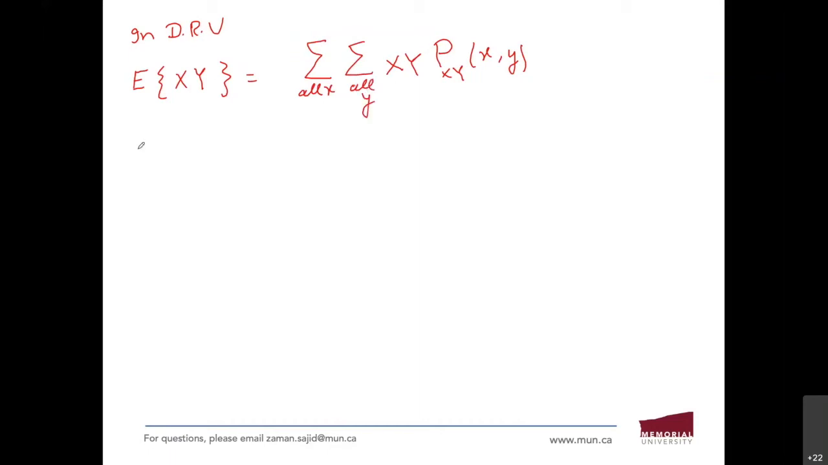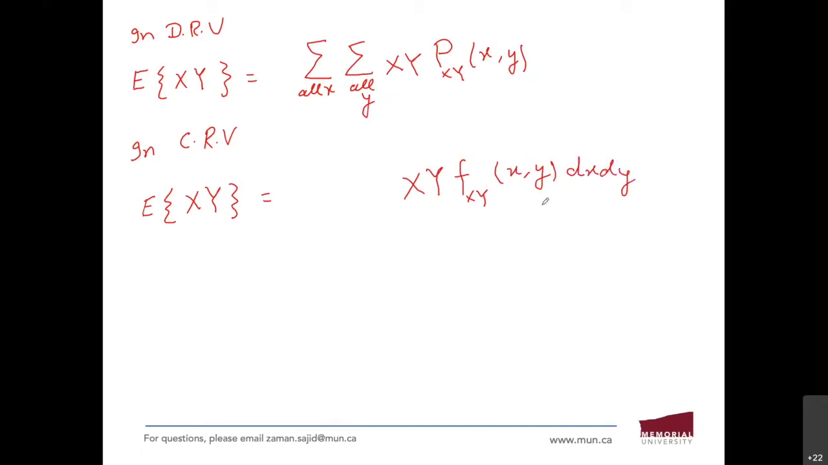Now in case of a continuous random variable, the expectation of x and y is equal to, again the same logic, we have x and y, two variables, we multiply them with the joint probability distribution, which in terms of a continuous random variable is noted as f of x, y, times dx, and then we take their integrals from minus infinity to plus infinity, minus infinity to plus infinity, in case of a continuous random variable.